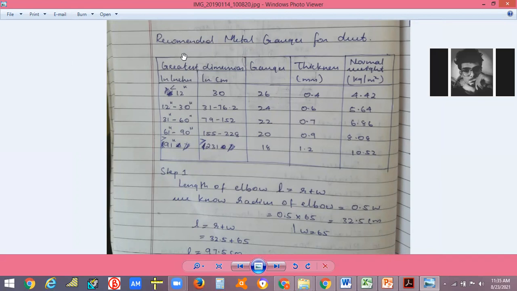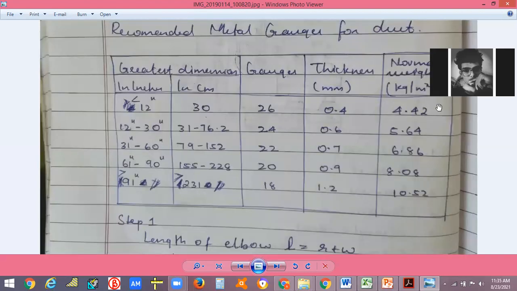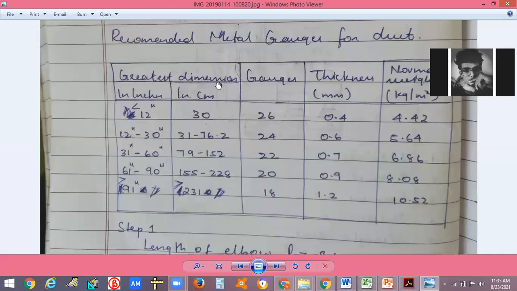And recommended metal gauges. Gauge means the thickness, correct? So here it is the greatest dimension, given in inches and also in centimeter in this column. Its gauge is given, thickness is given, nominal weight is given in kilogram per meter square. In inches, if the greatest dimension is less than 12 inch or 30 centimeter, the gauge, or the thickness, will be 26. In mm, you could call it 0.4. And the nominal weight of that sheet will be 4.42 kilogram per meter square.